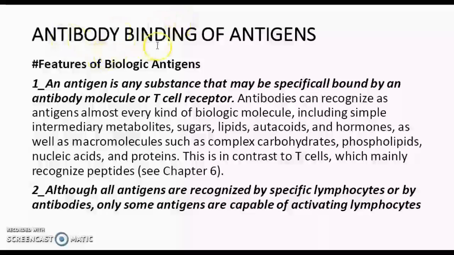Here is antibody binding of antigens, features of biological antigens. An antigen is any substance that may be specifically bound by an antibody molecule or T cell receptor. Here we can see that an antibody can recognize the antigen, whatever it is: metabolites like sugars, lipids, autacoids, and hormones, as well as macromolecules such as complex carbohydrates, phospholipids, and nucleic acids. In contrast to T cells, which mainly recognize peptides.